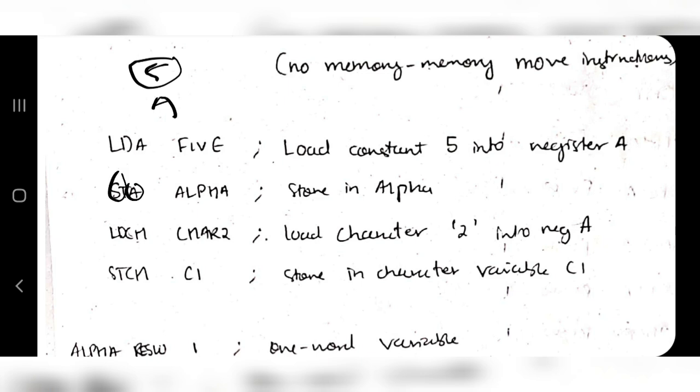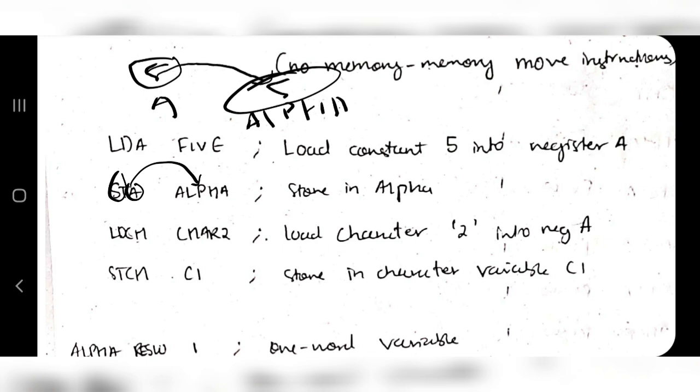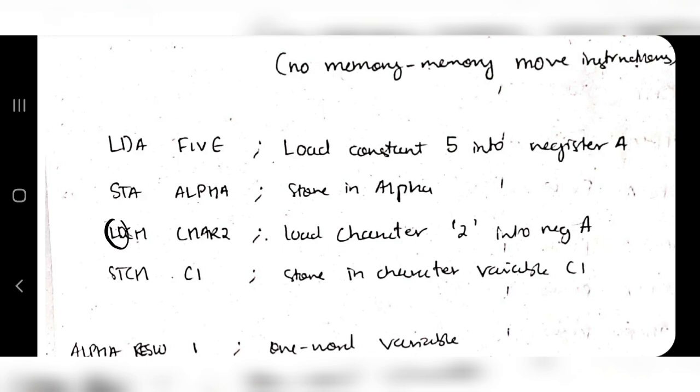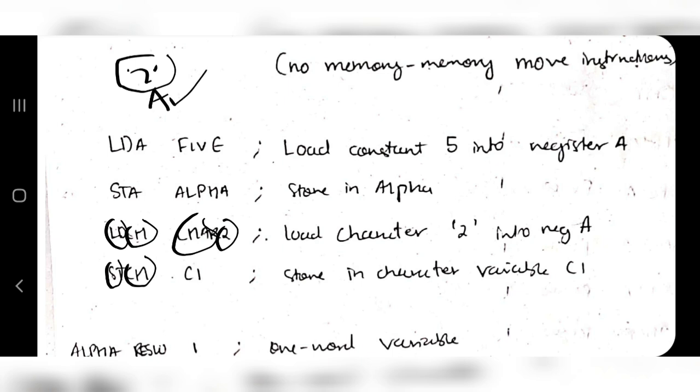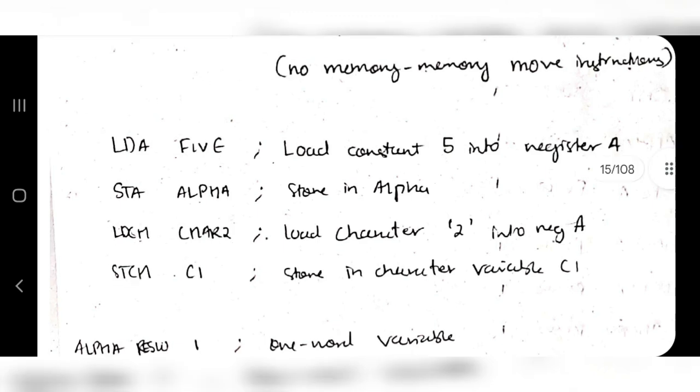Then store from register A into alpha. That means STA: store from register A into alpha. Alpha is a variable which is created, and what will be stored in it is whatever value is in register A. So alpha will have 5, right? Then load character char 2, where it is loaded in register A. So in A, character 2 is loaded, and then store the character from register A in C1. So in C1 what will be stored is what is present in register A, which is 2. Like that it works.